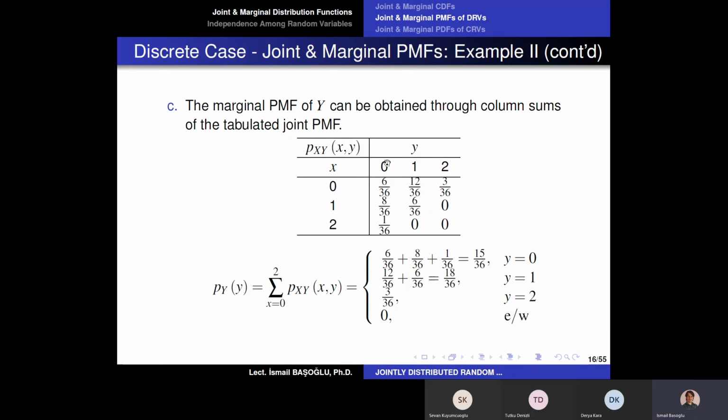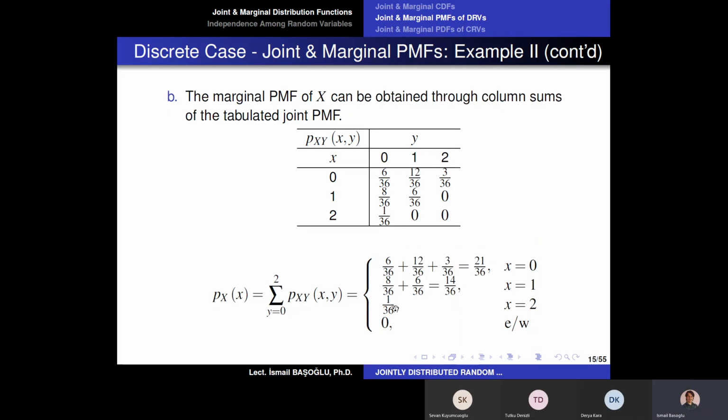So we are basically fixing the possible values of Y, for example, to 0, and the probability of Y to be equal to 0 is calculated by summing the joint probability mass values over changing values of x. So for the marginal probability mass for y at 0, we are summing these values up in this column, and that makes 15 over 36. And the respective marginal probabilities of y being equal to 1 and 2 are 18 over 36 and 3 over 36.